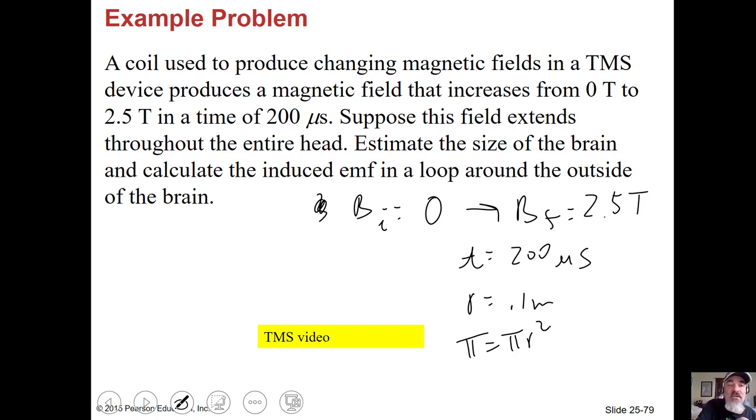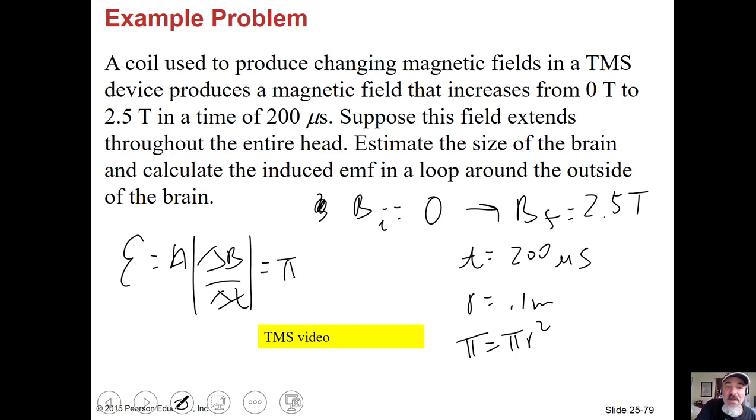So the induced EMF, something's got to change. The area, in this case it's not changing. I'm assuming that the angle between A and B is 0, so the cosine of 0 is 1. So what's actually changing is the magnetic field part. Okay? So you can put all these numbers together.